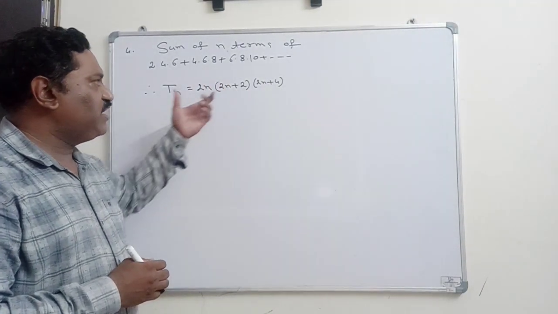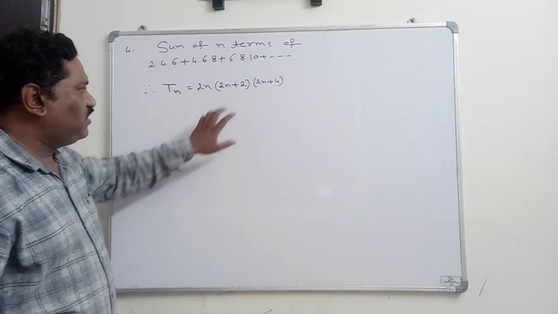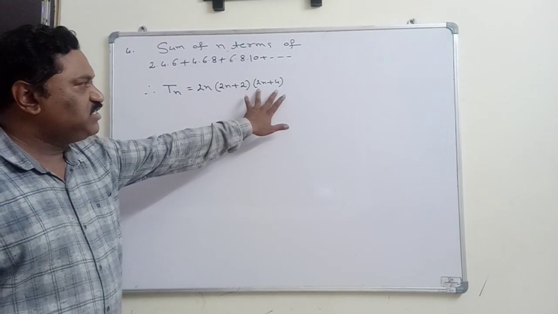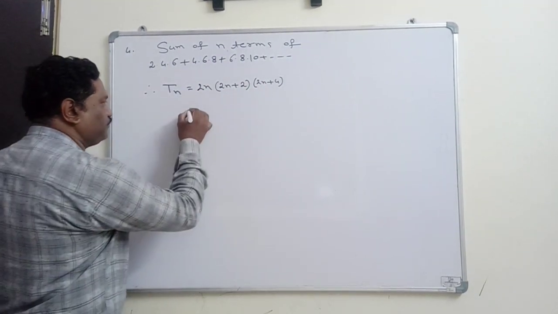Now we have to simplify this nth term. Then we should apply the sigma for this. To simplify this, from this I get the 2 common. From this also I get the 2 common. Then 2 into 2 into 2, that becomes 8.